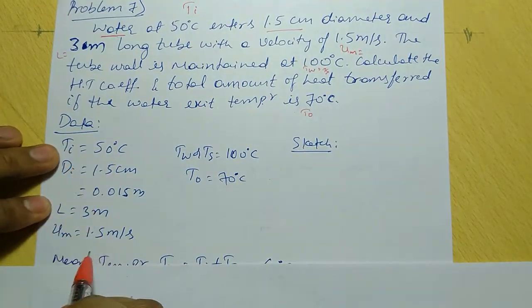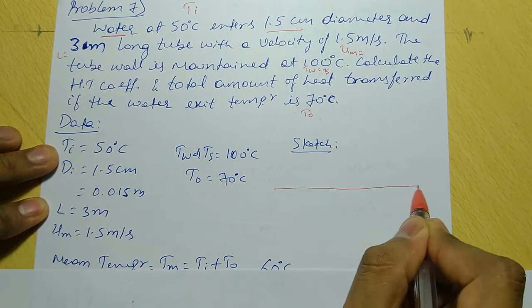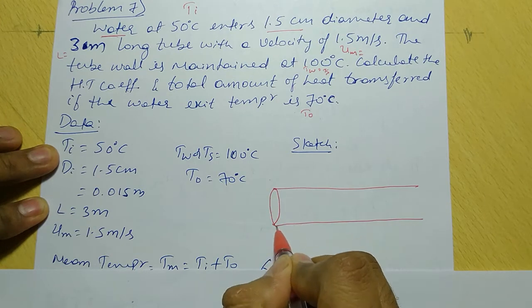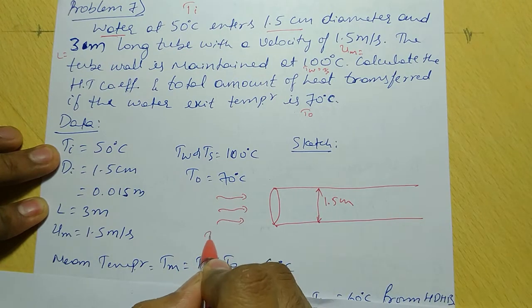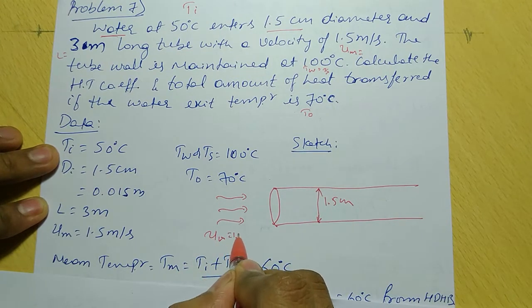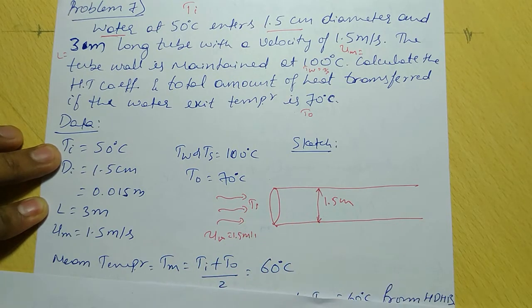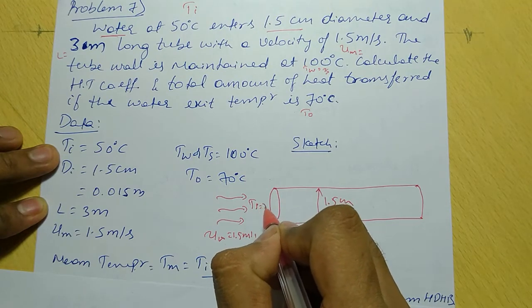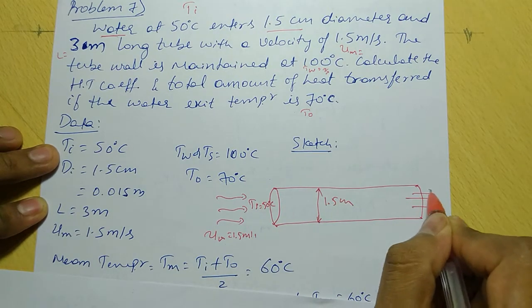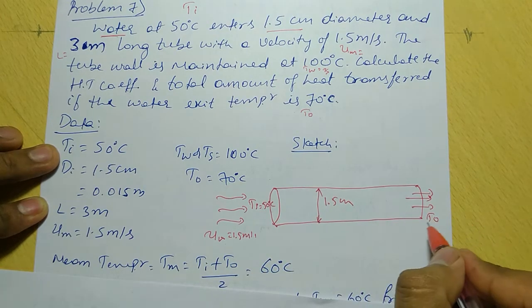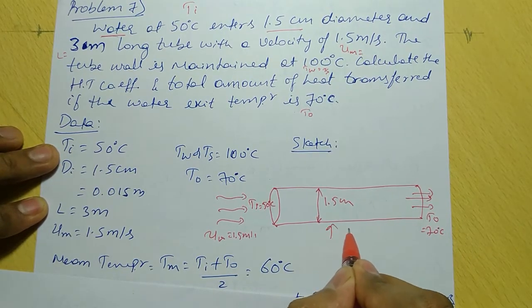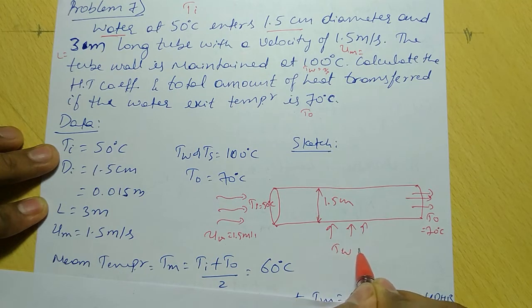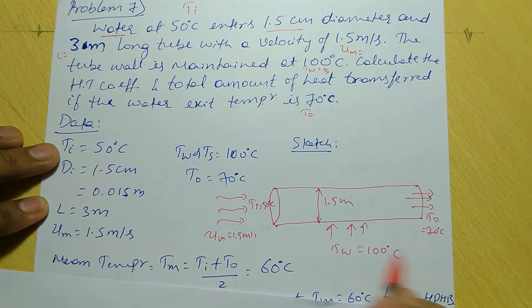Now you collect all the data. I will write the sketch. A pipe of diameter 1.5 centimeter. A fluid is moving with a velocity of 1.5 meter per second. The inlet temperature is 50 degrees centigrade, and the outlet temperature of the fluid when it comes out of the pipe is 70 degrees centigrade, meaning the process is heating. The wall surface temperature of the pipe is 100 degrees centigrade. Okay, almost all the data is taken.